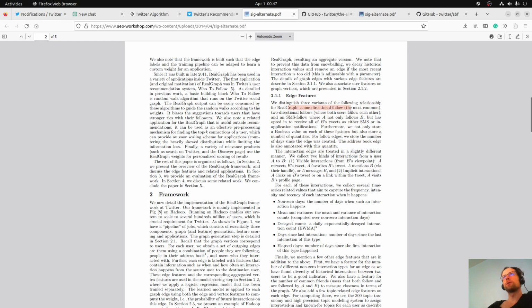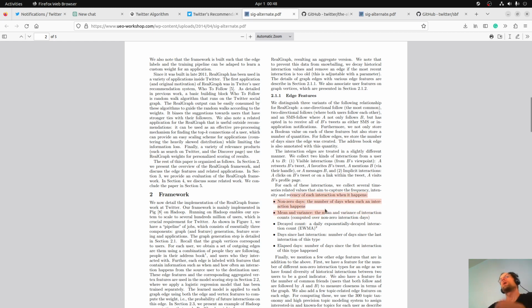One-direction follows, two-direction follows, mutuals, SMS follow, okay. Visible interactions: retweets, favorites, mentions, messages. Implicit interactions: clicks or visits to a profile page. Why is visiting a profile page a thing? Is this a common interaction? Is this worth optimizing for? If I know somebody, I'm not going to visit their profile page very often. Maybe I want to see the latest tweets, but maybe I'm relying on the For You feed. This is a very strange thing. I'm going to visit people who I don't know. This is not a great thing to have. We'll come back to that question.